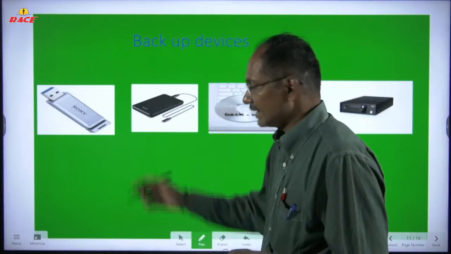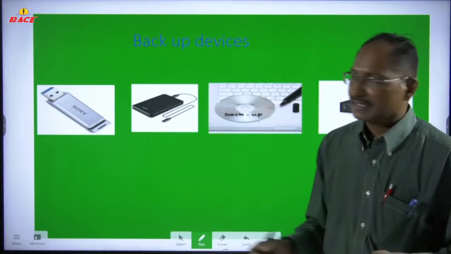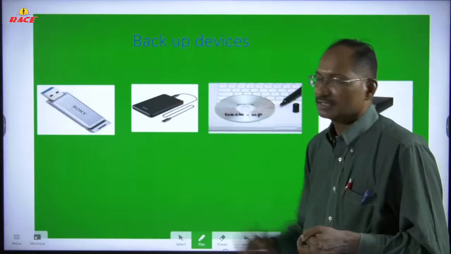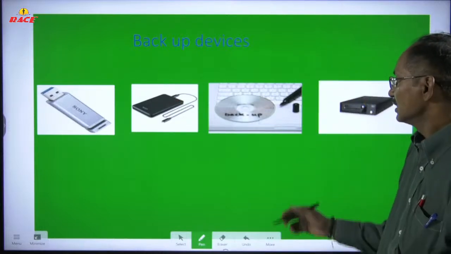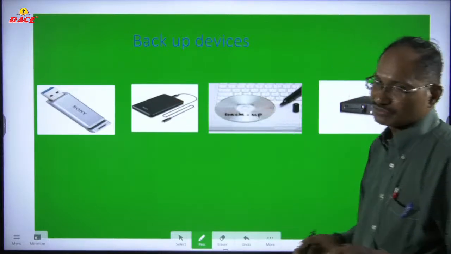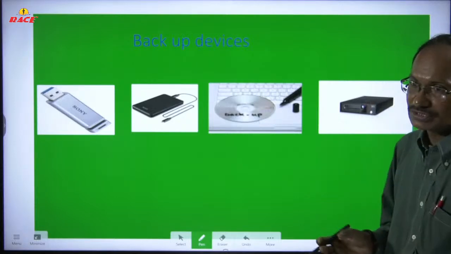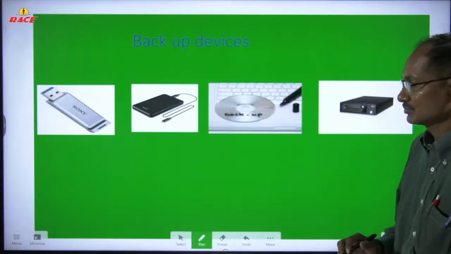Backup devices: I can take the data. If the data is small, I can take a pen drive backup. If the data is more, then I can use an external hard disk. Sometimes we can also take backup data on CD. And we can also use tape drives. If some large data is there, we can use tape drives.